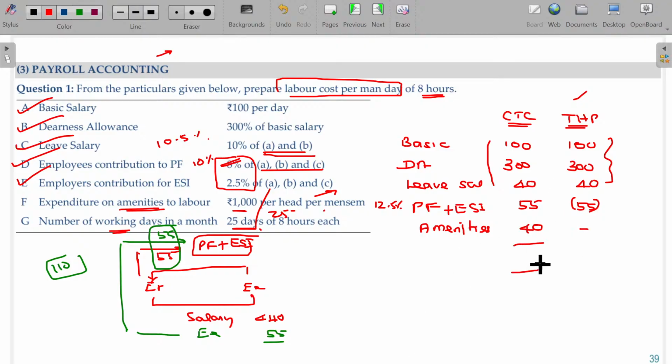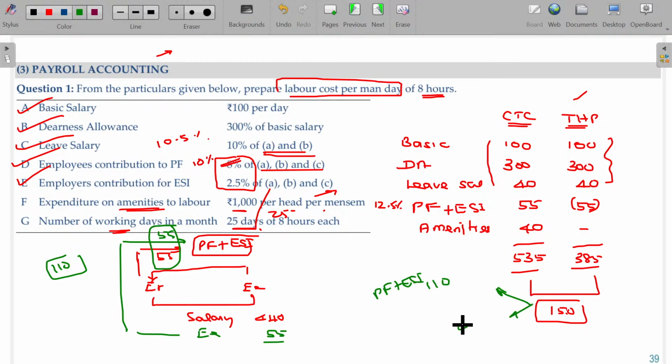So the cost to company being 535, but the amount to be credited in the employee's bank account is 385. The difference between these two is 150, I think. Am I right? Now you can give the breakup. You can tell the employee, sir, 110 is now available in your PF and ESI account, sir. And another 40 rupees, you enjoy the tea and snacks and everything during the office hours, 40 rupees. That's how we can give the breakup.